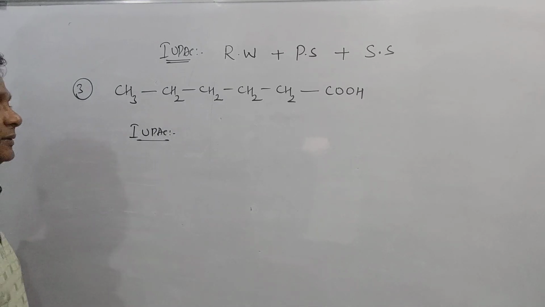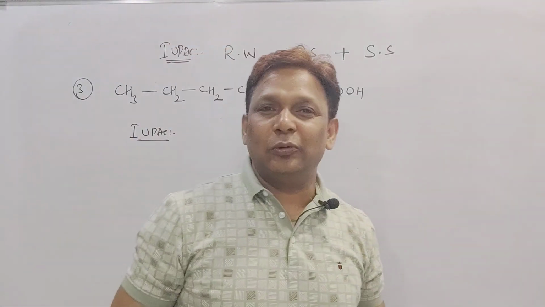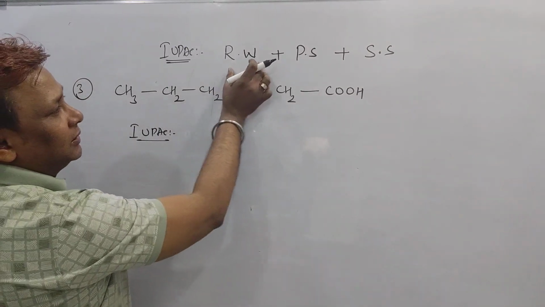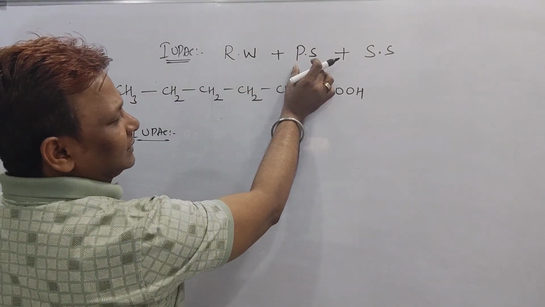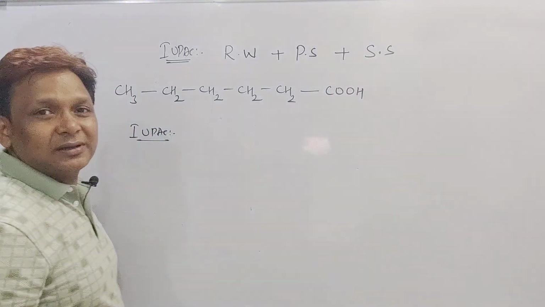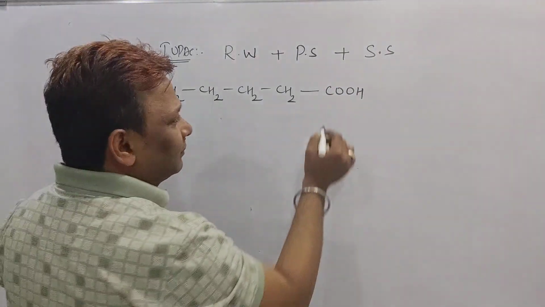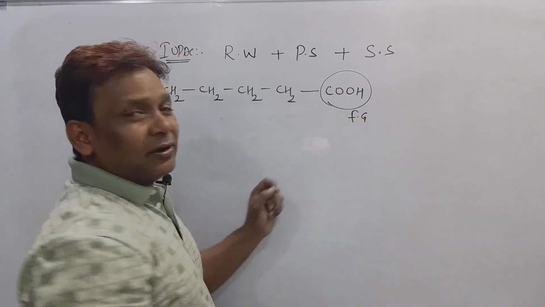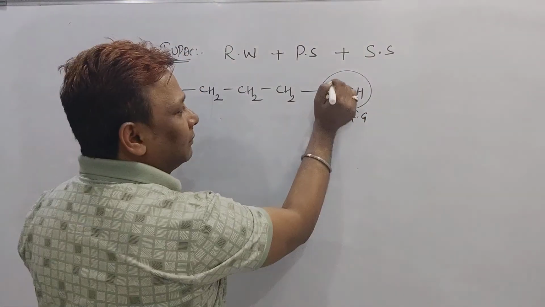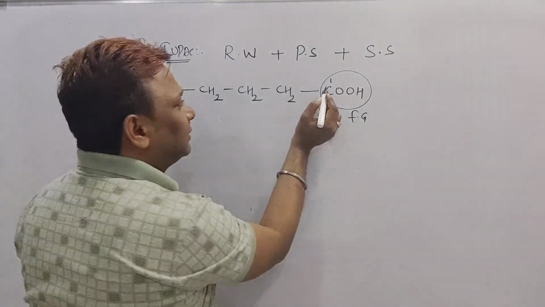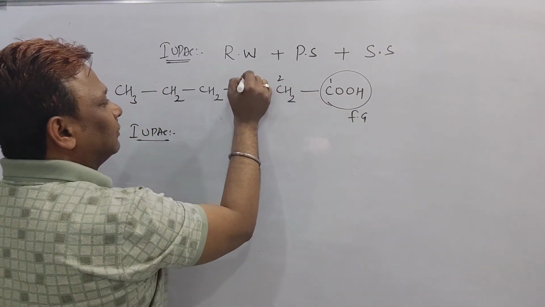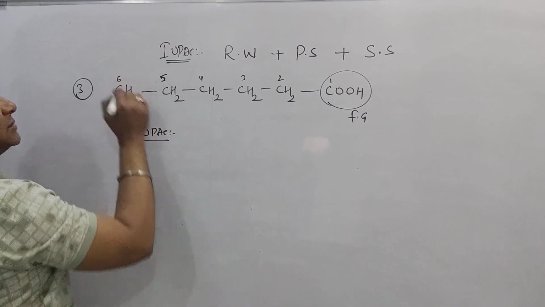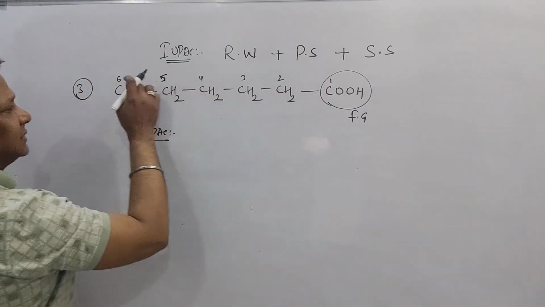Now see, beta, how to write the name of this compound. For writing the IUPAC name, first you have to follow the root word, then you have to see the primary suffix, then see the secondary suffix. In this example, this is my functional group, and the functional group containing carbon will be numbered as 1. Then number 2, 3, 4, 5, and number 6. The total number of carbon atoms is 6.